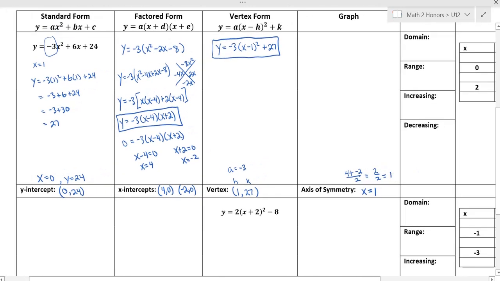We have quite a few points here. Let's go ahead and graph what we have. Okay, so the center, or the axis of symmetry, is at x equals 1. I have a vertex on that axis of symmetry at 1, 27. The y-intercept is at 0, 24.